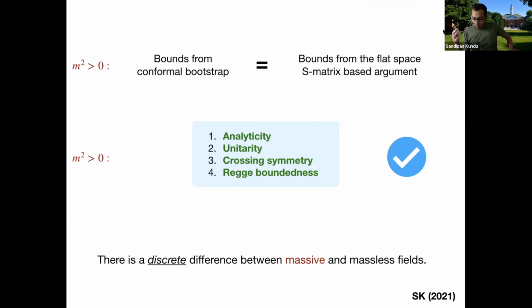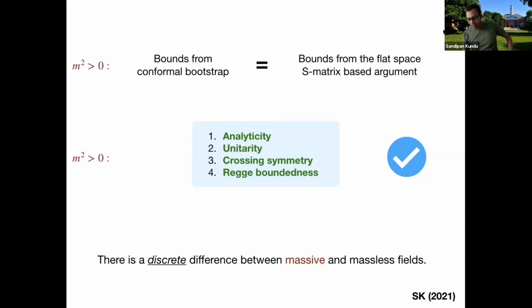So, when the mass squared is positive, if I exclude the massless case, the CFT bounds that I discussed and this expected bound are exactly the same. There is no discrepancy whatsoever. So I take that as very strong evidence in favor of these flat space assumptions, at least for the massive external states.